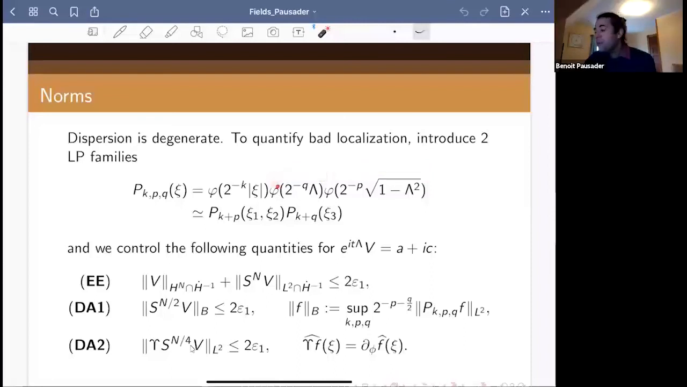We want to quantify this by these parameters P and Q. And another way to see this is that we introduce a Littlewood-Paley projection for horizontal frequencies and a Littlewood-Paley projection for vertical frequencies. And so then after that, the norms that we're going to choose to control are the energy estimates norm, which are just the typical high derivatives, and then the H-1 norm of your unknown, and same thing for your scaling vector field.